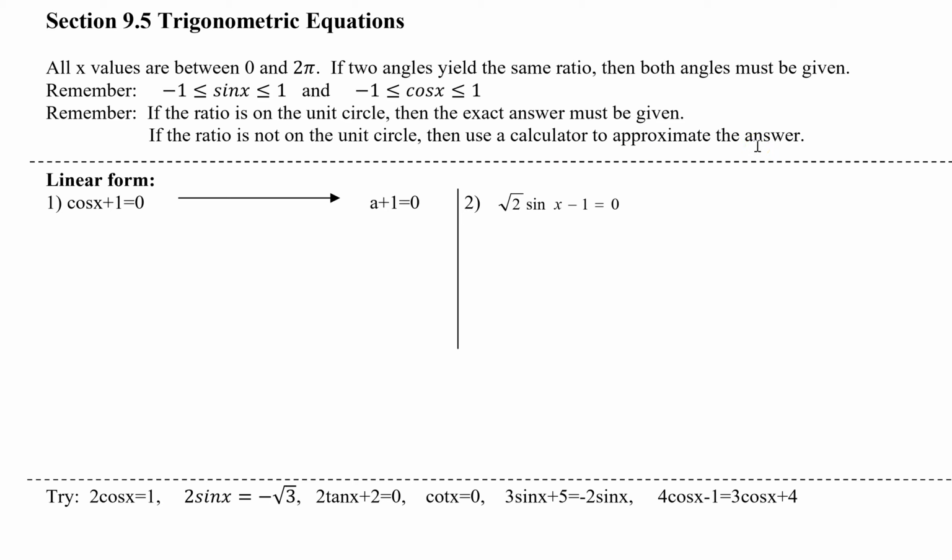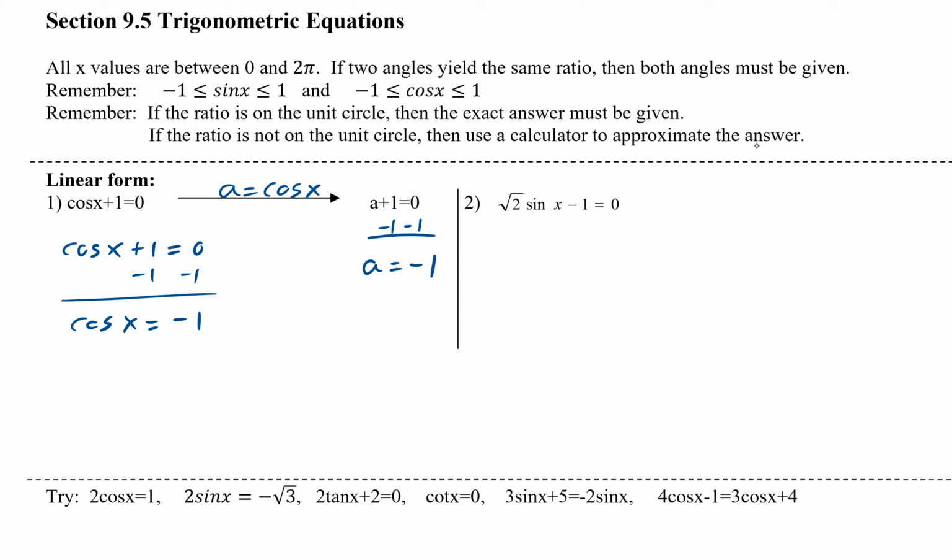So let's try one. If you see cosine of x plus 1 equals 0, we need to make sure we just subtract 1. We get cosine of x equals -1. Now, on some of these, they will seem difficult. So the default is to just say that our a here equals cosine of x, and then you can do a little substitution. And we get a plus 1. Now, this is a nice, easy linear equation. You just subtract 1, and you get a equals -1. And then now you can plug that cosine back in. So now we have cosine of x is equal to -1.